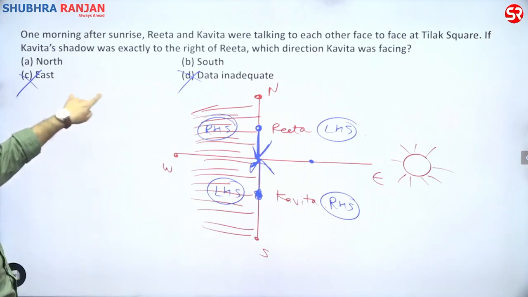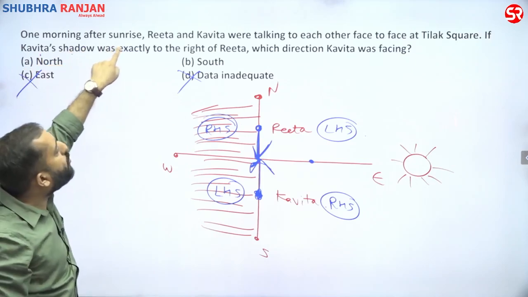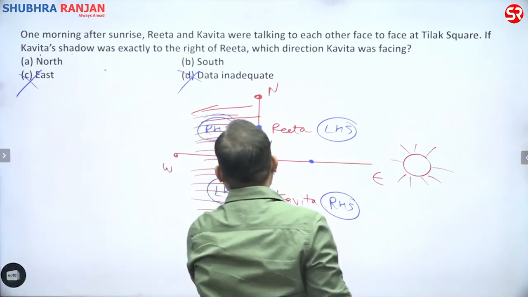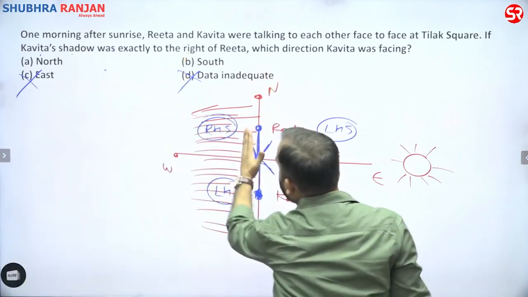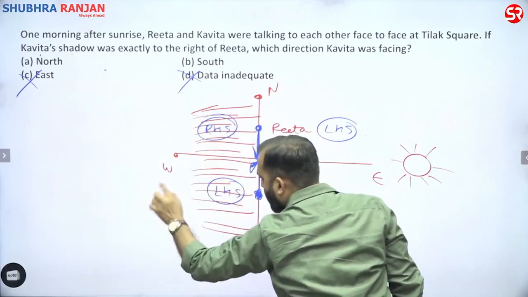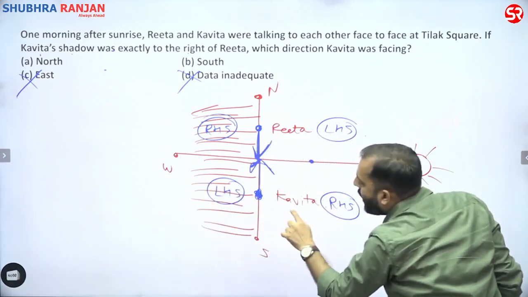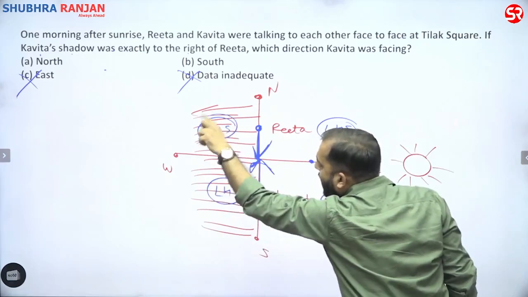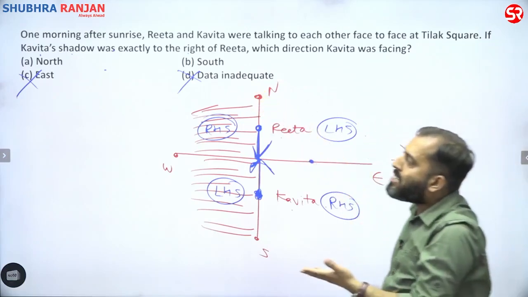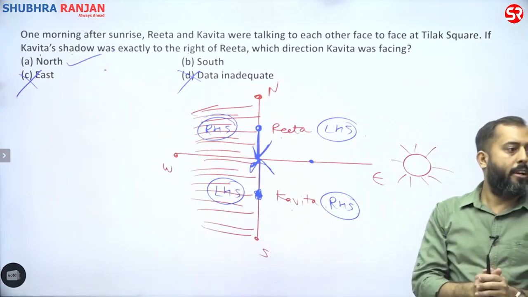Now what is the condition given? If Kavita's shadow was exactly to the right of Rita. So if Kavita is facing the north direction, then these parallel lines are representing her shadow. Her shadow is on the left hand side of Kavita and on the right hand side of Rita. So the given conditions are matched now. So the answer has to be option A. Is this clear?